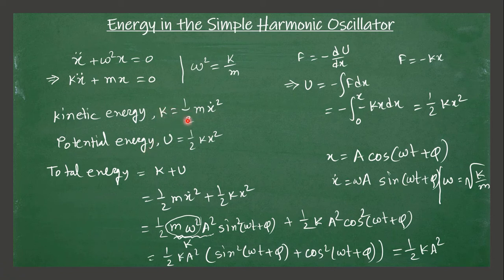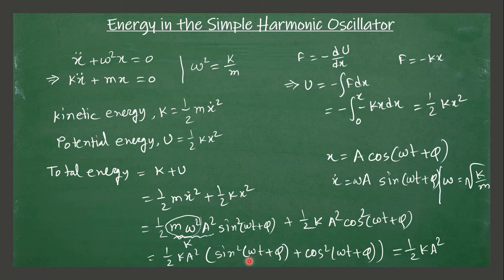The kinetic energy is this quantity, which is proportional to x dot squared. That means it is proportional to the sine squared term. And the potential energy is proportional to the cosine squared term. So the kinetic energy will have all the properties of the sine squared function, and the potential energy will have all the properties of the cosine squared function.